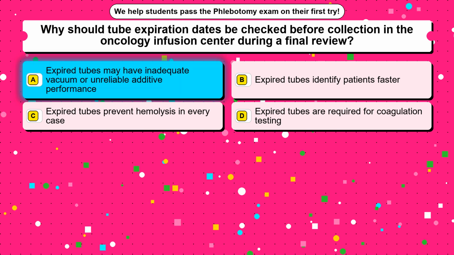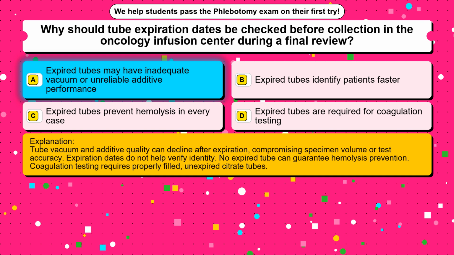The correct answer is option A. Expired tubes may have inadequate vacuum or unreliable additive performance. Tube vacuum and additive quality can decline after expiration, compromising specimen volume or test accuracy. Expiration dates do not help verify identity. No expired tube can guarantee hemolysis prevention. Coagulation testing requires properly filled, unexpired citrate tubes.